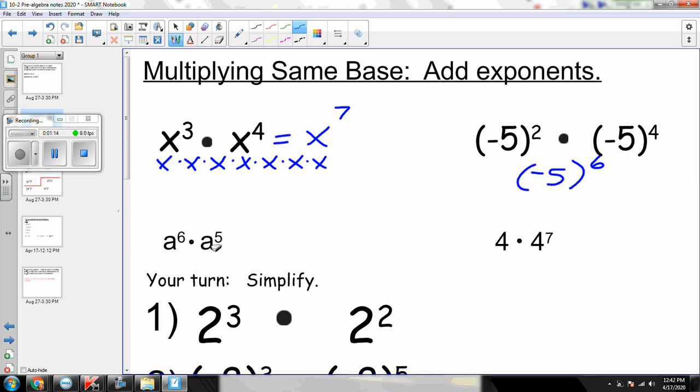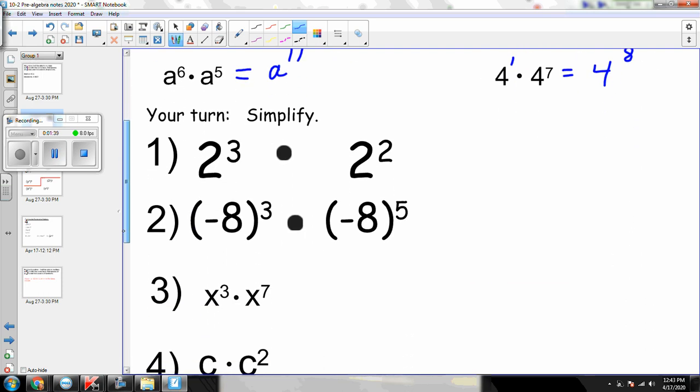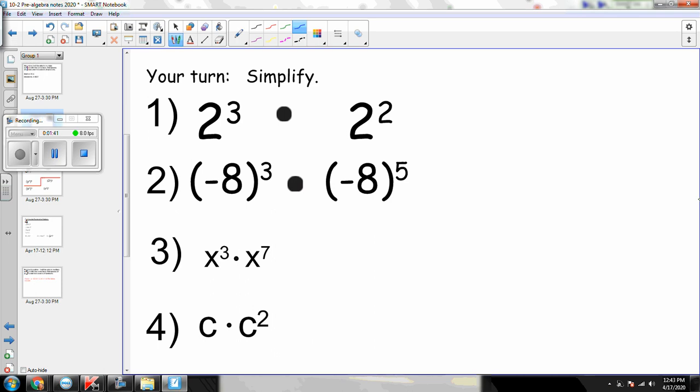When I take a to the 6th times a to the 5th, the bases are the same, they're both a's. So I can add 6 plus 5 to get 11. This would be a to the 11th. 4 times 4 to the 7th, this 4 is really to the first power. So when I take 4 to the first times 4 to the 7th, I would add 1 plus 7 to get 8. This would be 4 to the 8th. Okay, your turn. Try number 1.